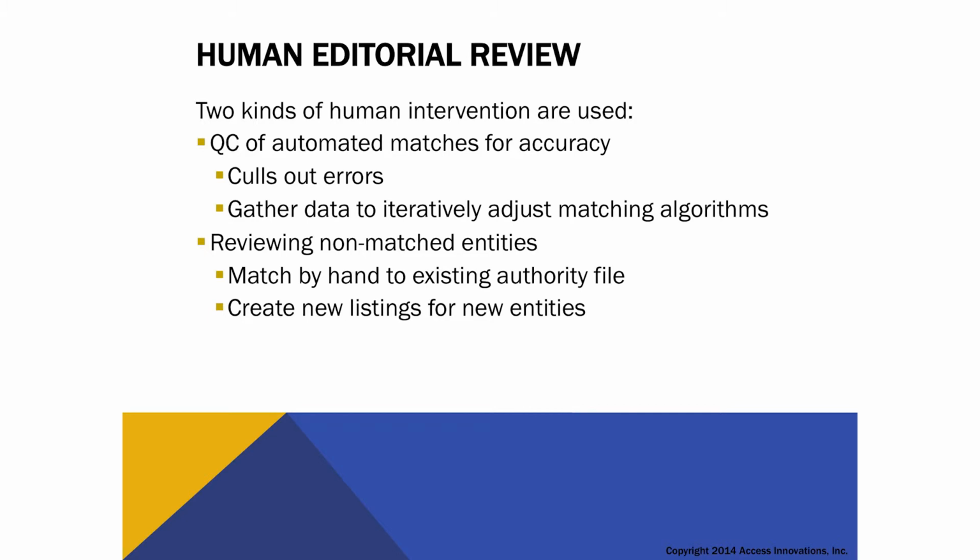You have to check the stuff that was done automatically to make sure your algorithm's working well, and refine the ongoing process. And then you have to review the things that aren't matched and decide if it's actually something new, or maybe it does match. The computer wasn't sure enough to match it, but you can go ahead and match it to an existing record.